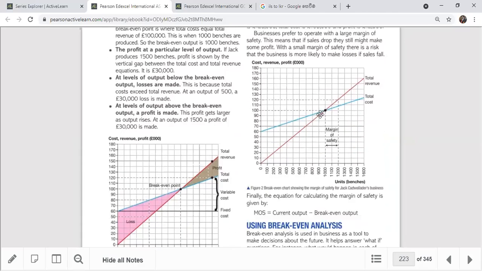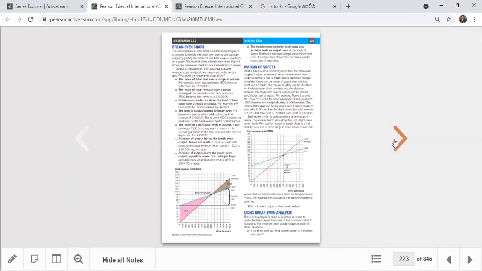So you can see it's above the break-even point. The actual output here is say 1,200 and the break-even point is 1,000. So the margin of safety here is 200 units, the actual output minus break-even output. That's the formula to find out the margin of safety, right?